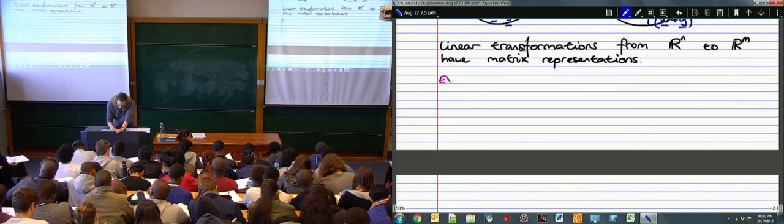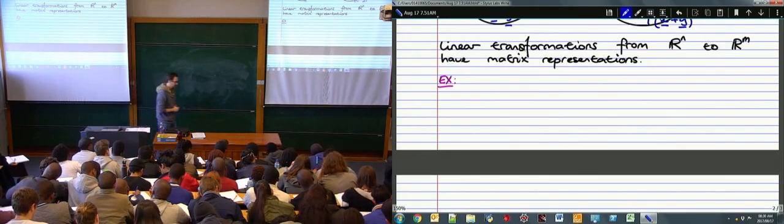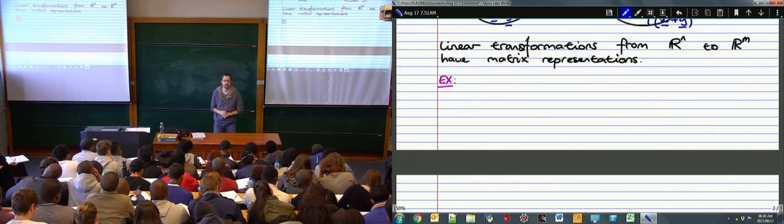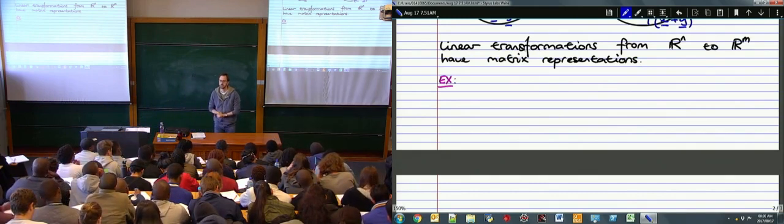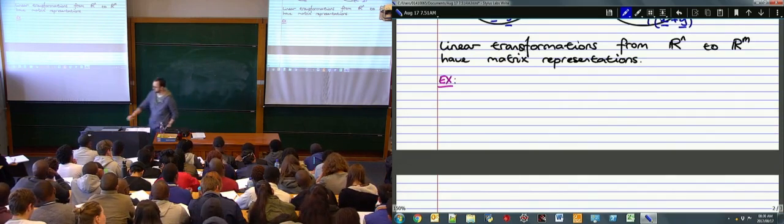The example we're going to look at is the following. We're going to try to write down a matrix representation for a linear transformation, given some information about how it transforms certain vectors. Okay, let me just scroll up and then you can ask your question.